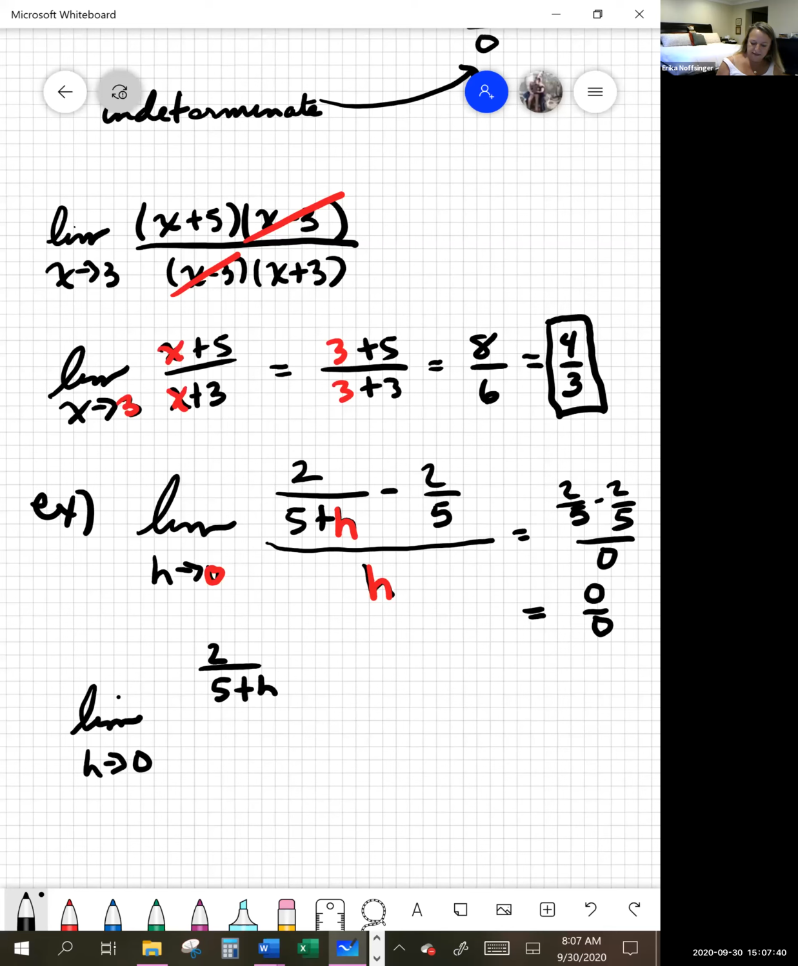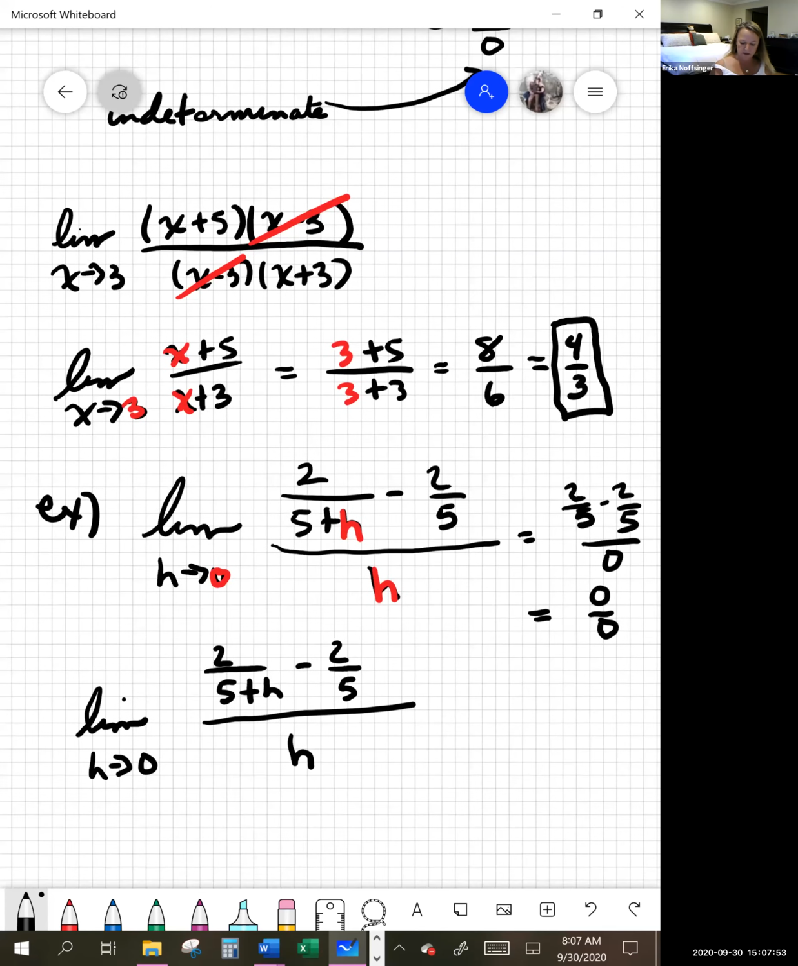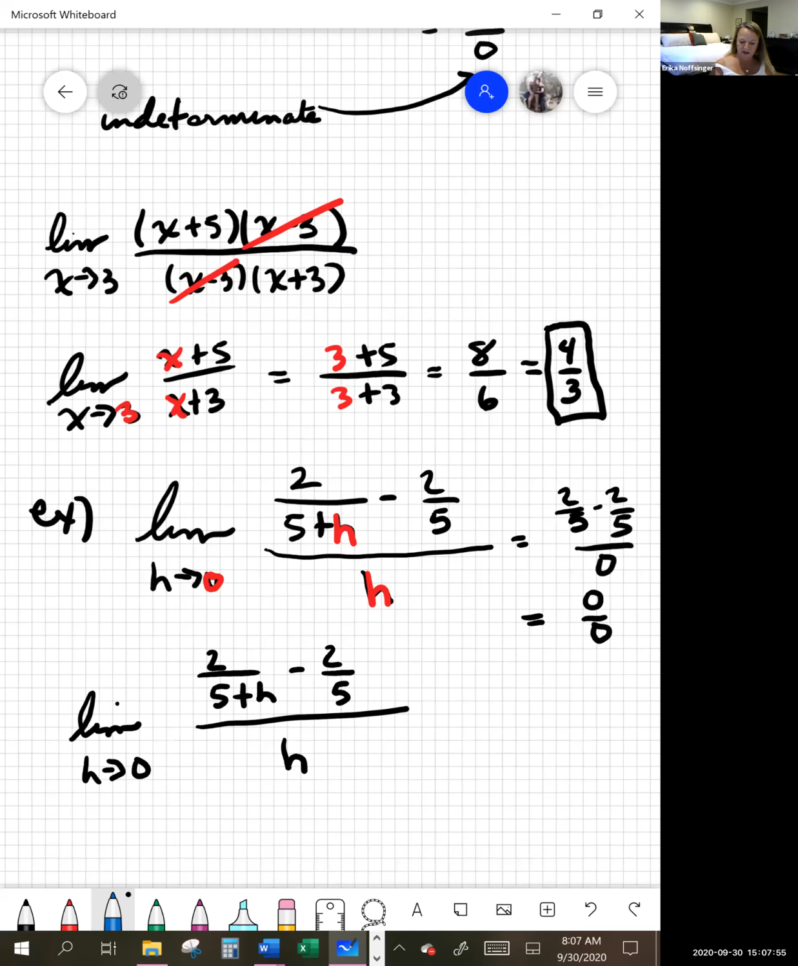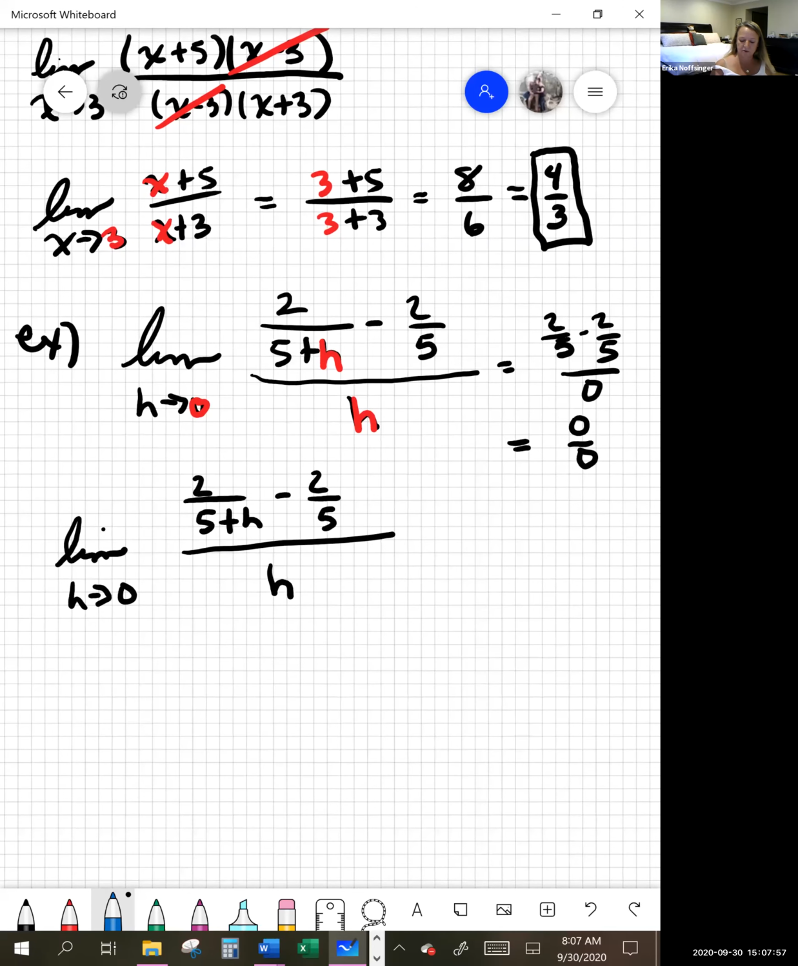Well, this is a complex fraction, fractions within fractions. And so if that's the case, let's get rid of the complex fraction. We can do that by multiplying by a fancy one. And that fancy one, we want to clear these denominators. So we're multiplying that numerator and denominator by our LCD, so that's going to be 5 times 5 plus h.